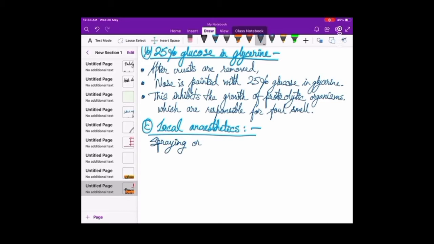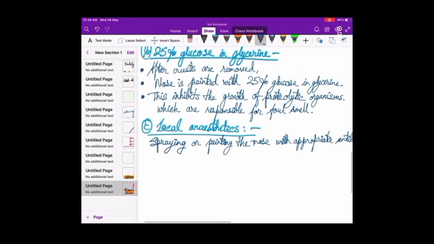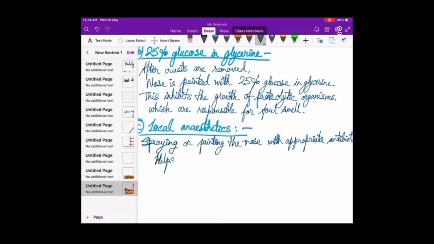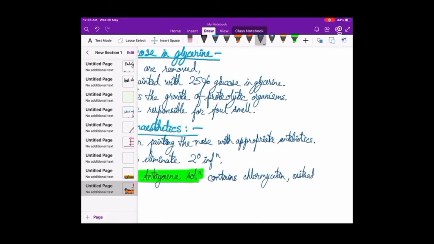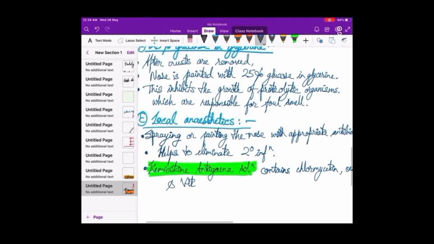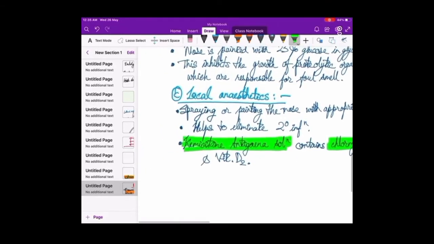Step number 3, spraying or painting the nose with appropriate antibiotics. It helps to eliminate secondary infection. Kemicetine antiozaena solution is a drug solution which contains chloromycetin, estradiol, and vitamin D2.